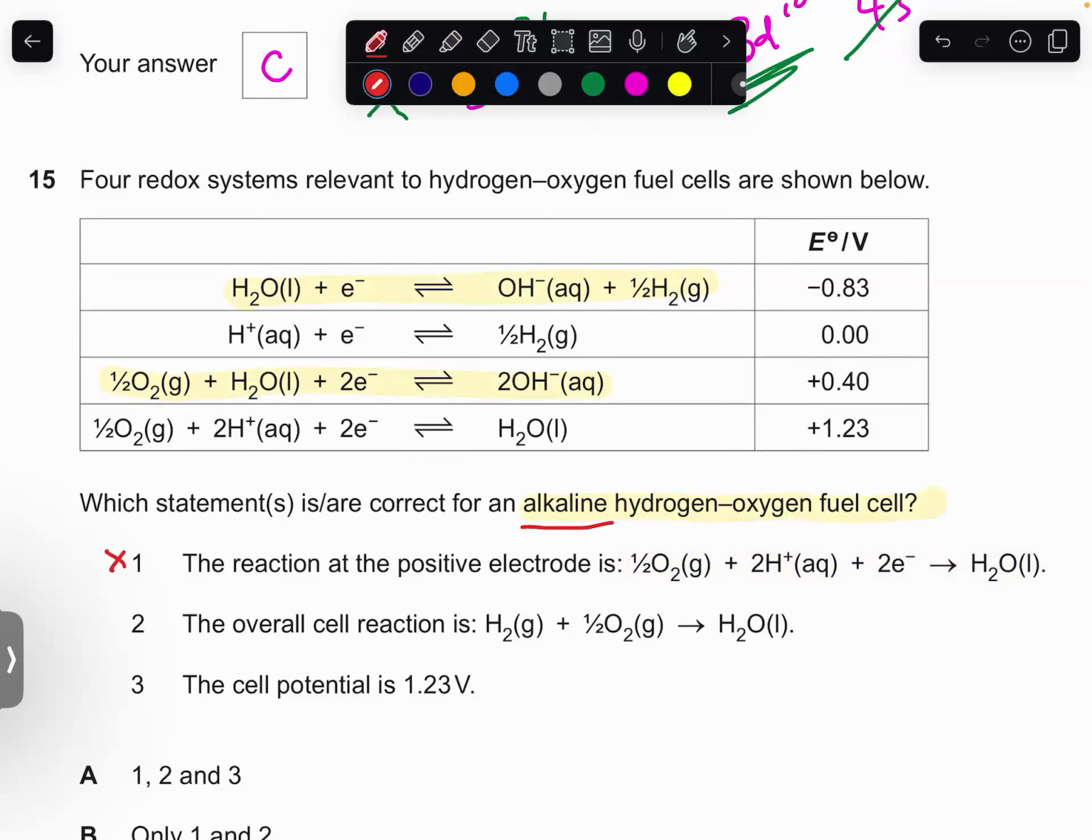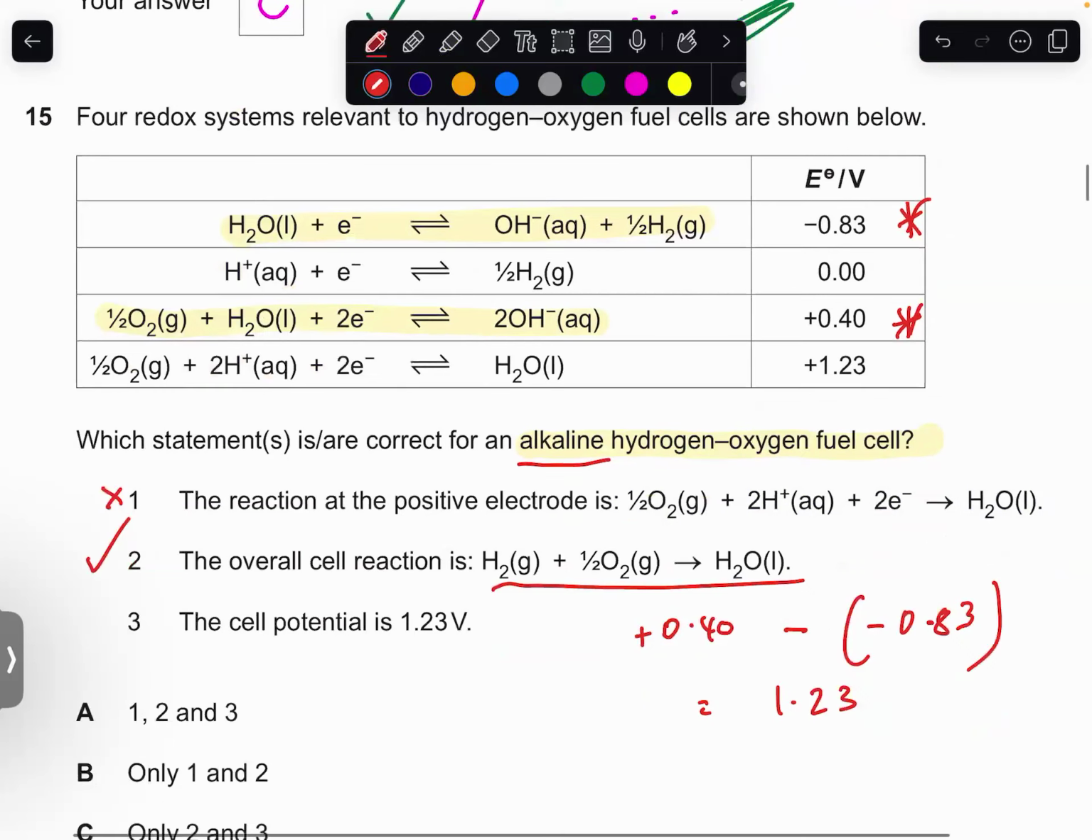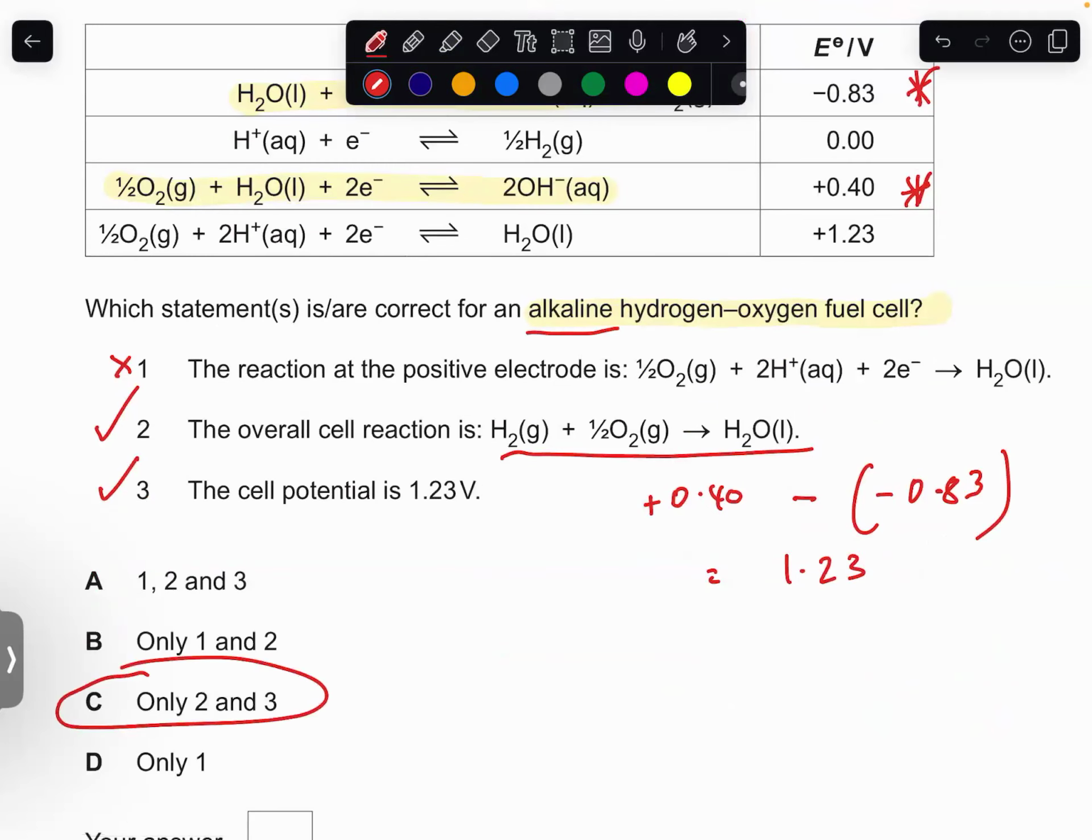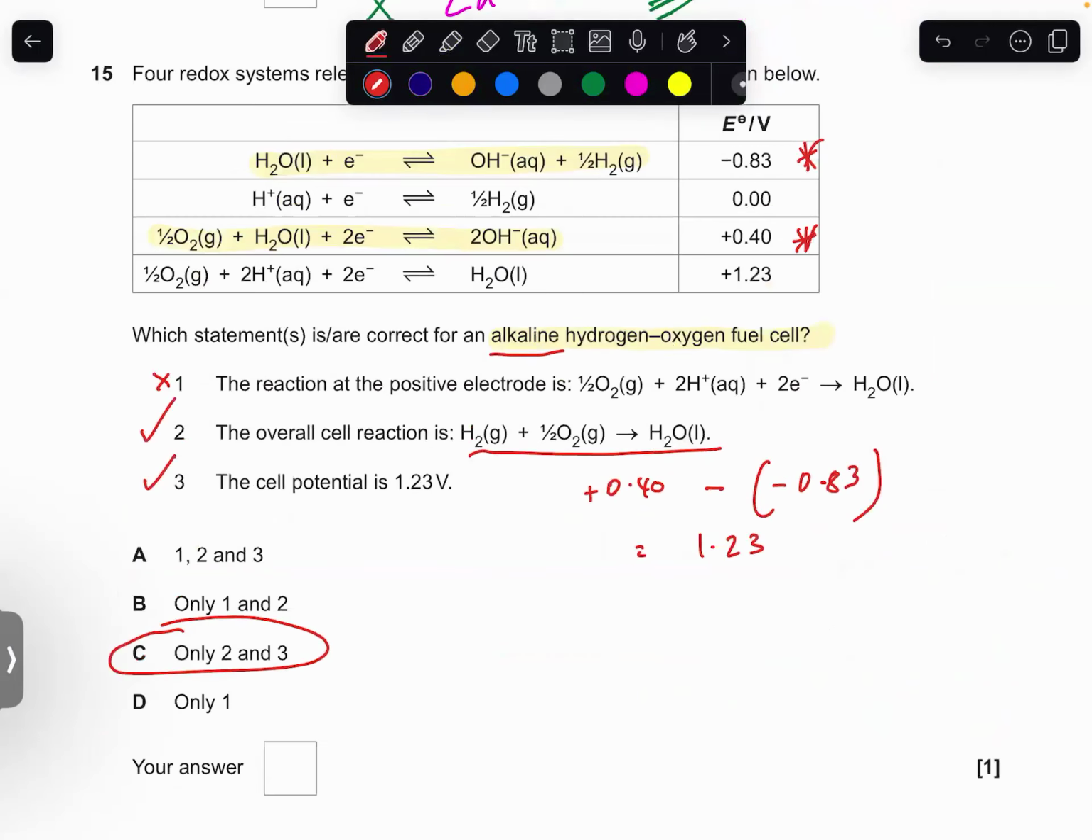The overall cell reaction, yes. Hydrogen reacting with oxygen to form water, that is correct. And the cell potential is 1.23. Let's have a look at these 2. It's going to be the more positive one minus the less positive one, or the more negative one. What does that give you? Yep, plus 1.23. So that's correct. So it's only 2 and 3, and the mark scheme supports that.